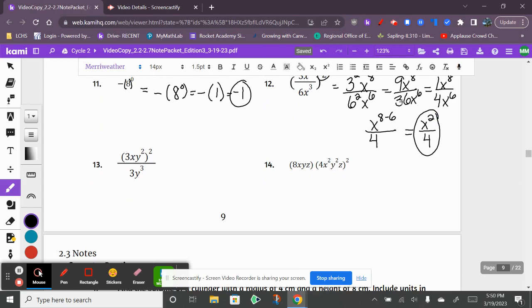For 13, before we apply the quotient rule, we want to work out the top. So if we work out the top, we get 3 squared x squared y to the 4th, and the bottom is 3y to the 3rd. So we get 9x squared y to the 4th over 3y to the 3rd. If we simplify the 9 over 3, that's the same as 3 over 1.